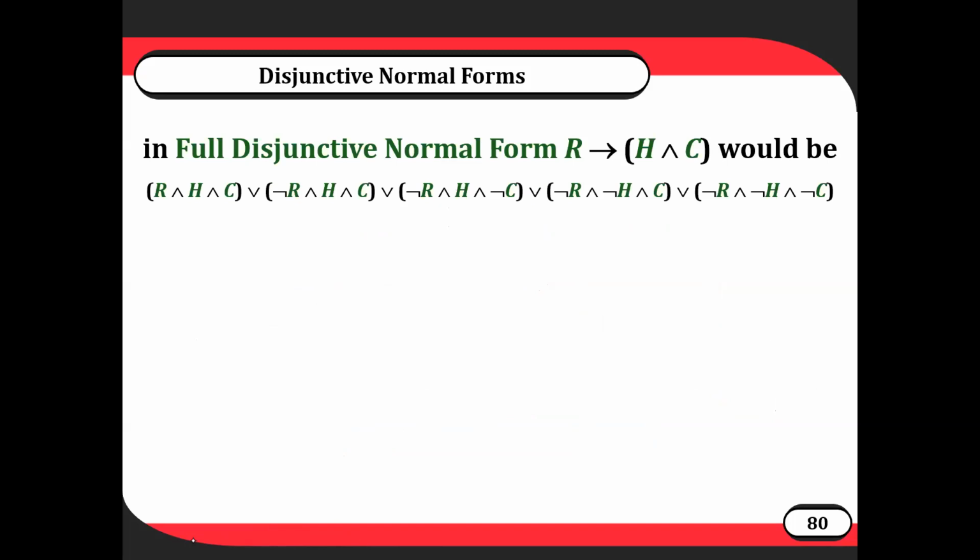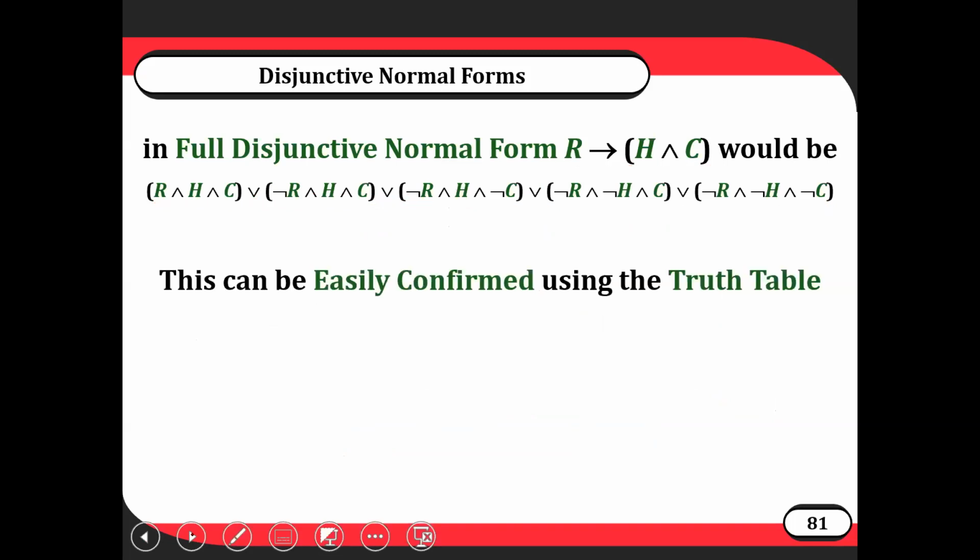You recall the expression earlier: if it's raining, then when I leave for work, I wear my hat and my coat. In full disjunctive normal form, we could express it like this. We have five conjunctions, and they're all joined together by these disjunctions. And we can confirm that using the truth table.